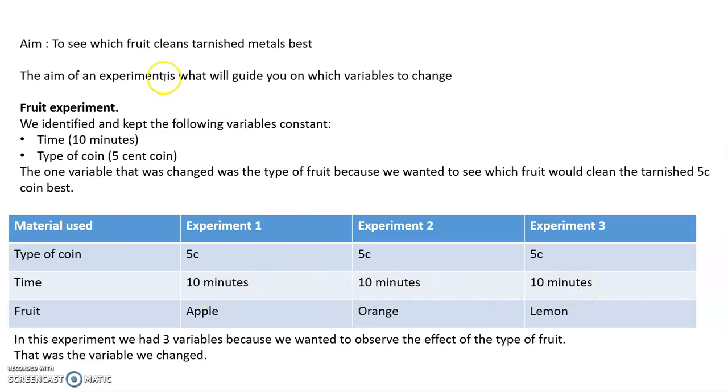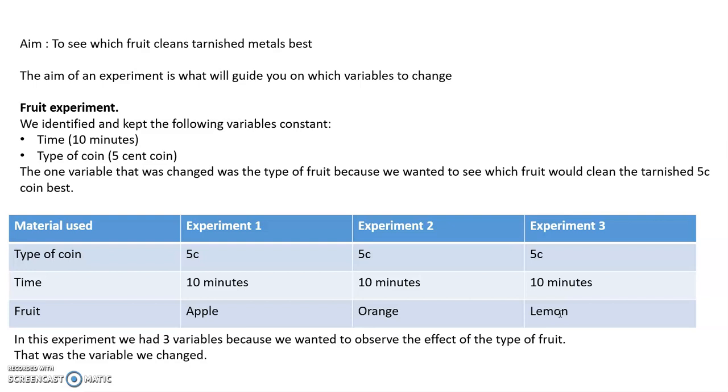And remember, our aim said we want to find out about the fruit. And I said that that's the only variable that you can change. So if we come down here in our table, look at our fruit. The variable is changed. Okay, we've got an apple there, we've got an orange, we've got a lemon. So there's a change there. So we change that variable so that we see the effect of that change.